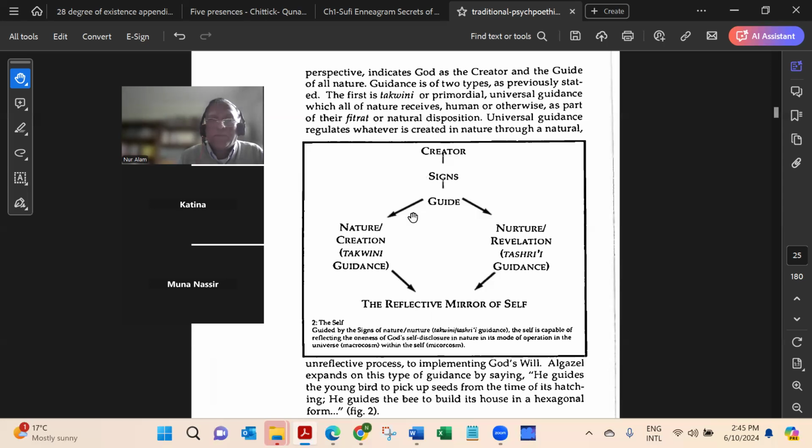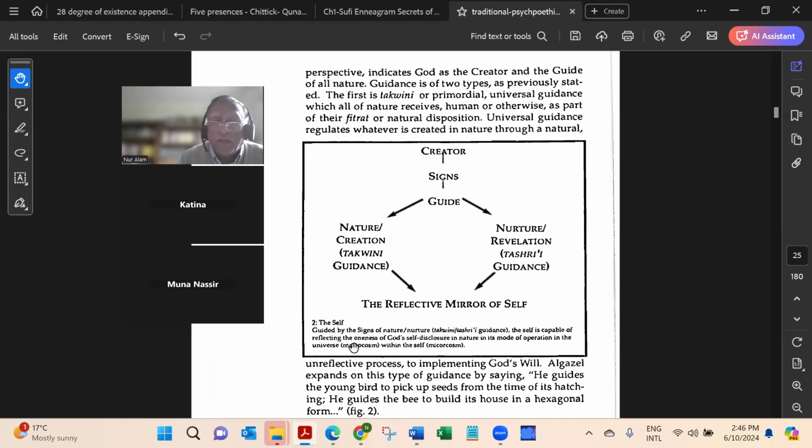There's a diagram there. The Creator gives signs, and then guidance, 2 types of guidance: nature and nurture. Nature is creation, the guidance to the creation, and then nurture is revelation. So revelation gives us Sharia, tashri'i guidance, and taqwini guidance. So 2 types of guidance are given, and then that guidance is reflected in the mirror of the self.